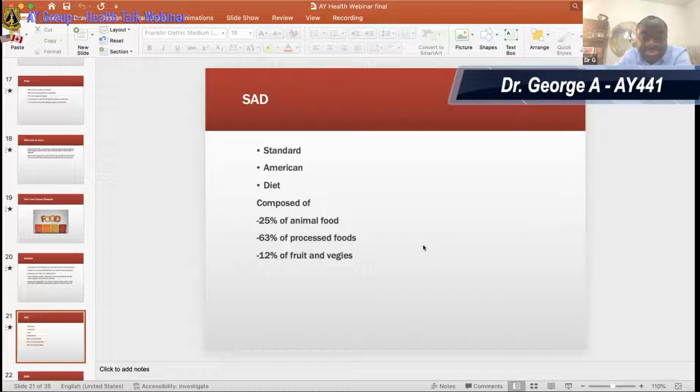And as the name says, it's really sad indeed, because the Standard American Diet contains 25% animal food, 63% processed food, which is full of chemicals, and 12% fruits and veggies.